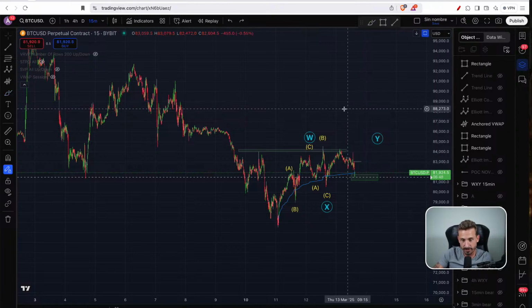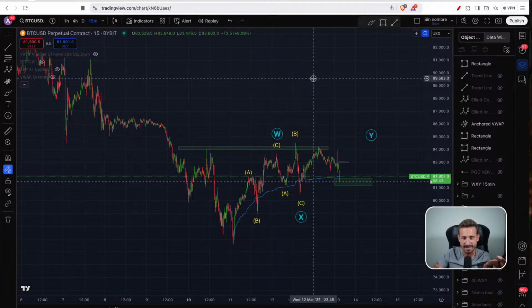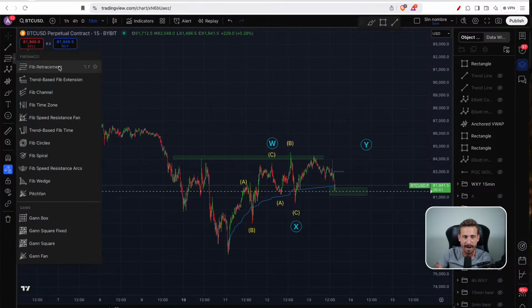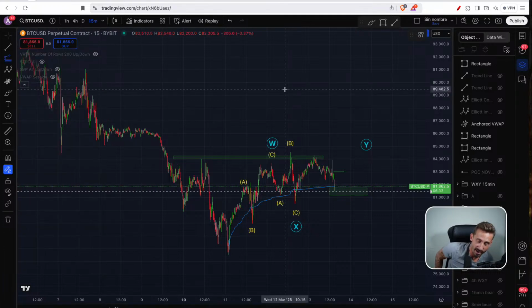What are the levels? What are the targets? Shut up. Tell me the targets and where is there a good short position. I don't care about your stupid Elliott wave analysis. Tell me the levels to make money. Right?